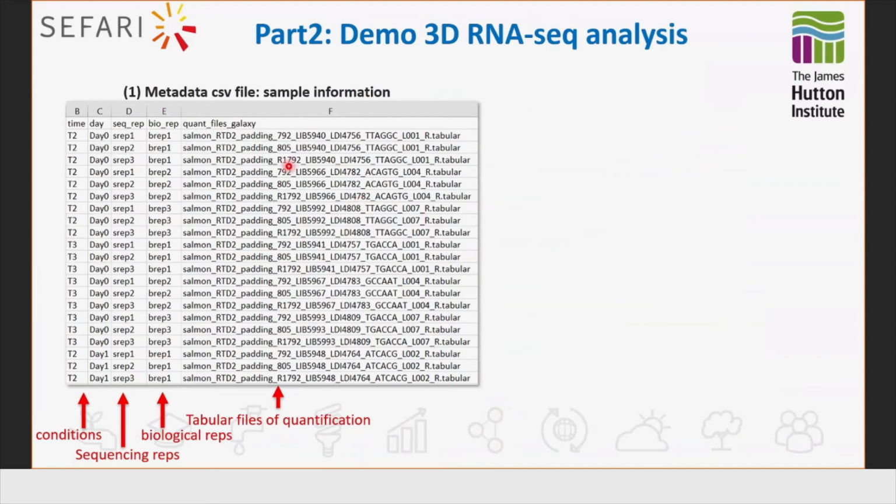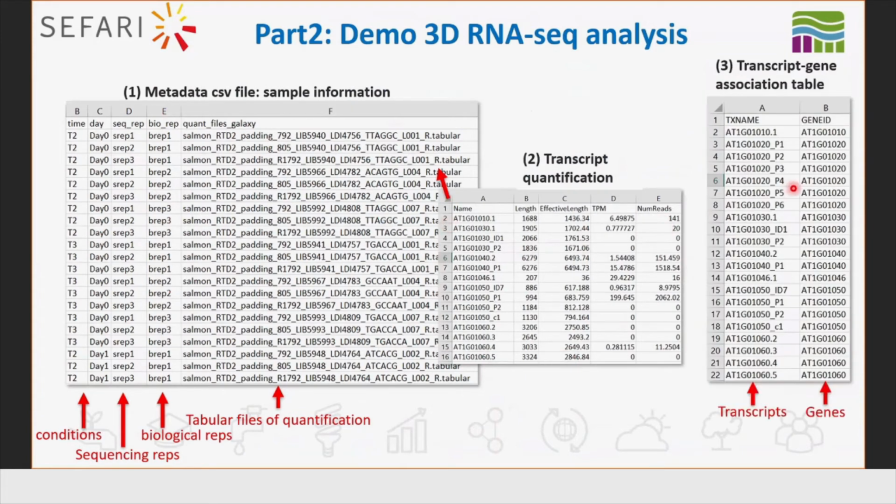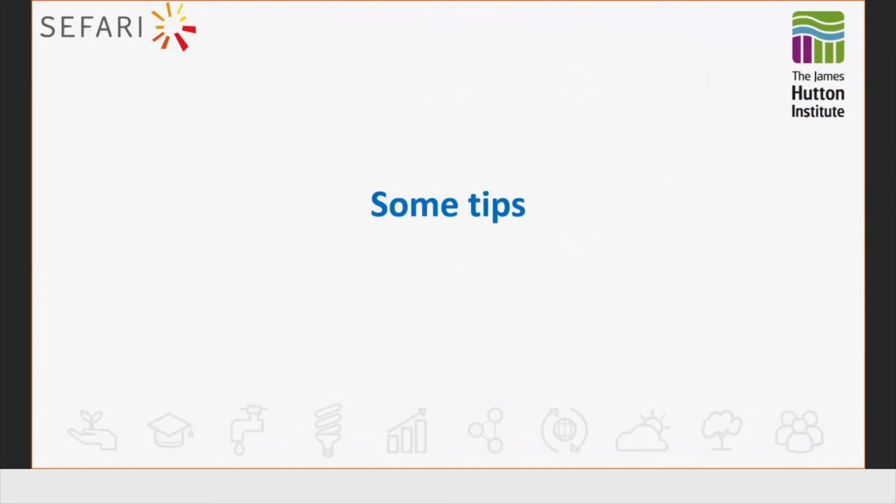Here I'm going to use Galaxy quantification results for the analysis, so I need to list the file names from the Galaxy quantification. If we open these files, they show the names of the transcripts, the runs, the TPM, and the number of reads aligned to the transcripts. Also, we need another input, the transcript-gene association table, because we are going to do the analysis at both gene level and transcript level. So we need to know their relationship, like these transcripts belong to this gene and these 2 transcripts belong to another gene. So, I'm going to do the demo.